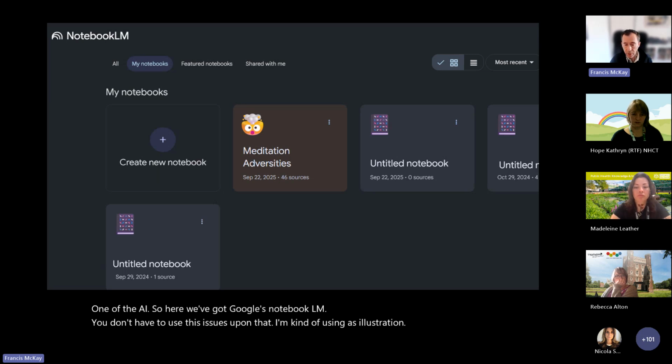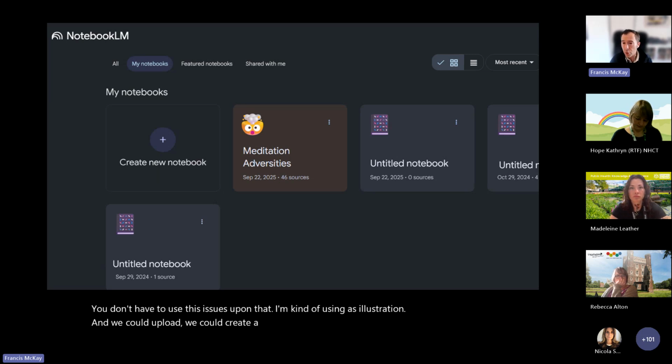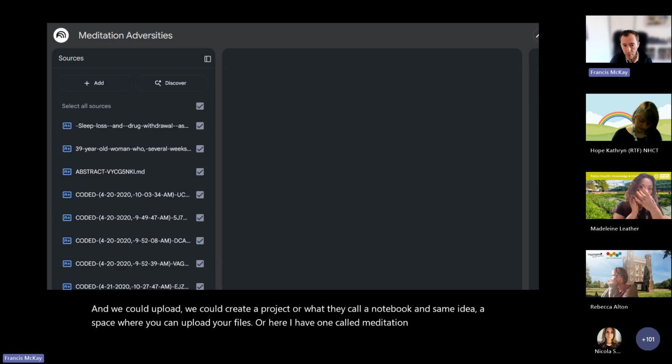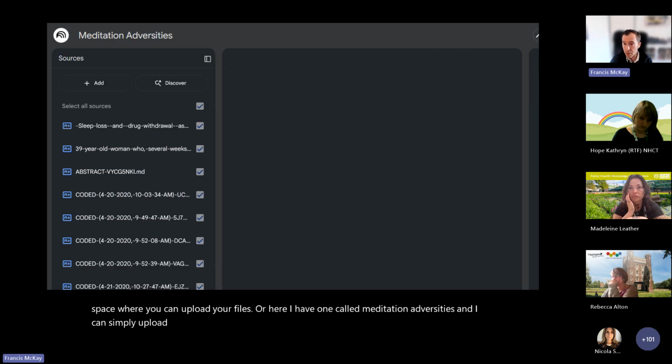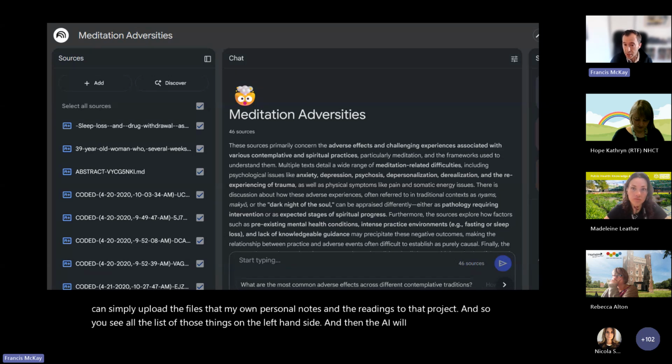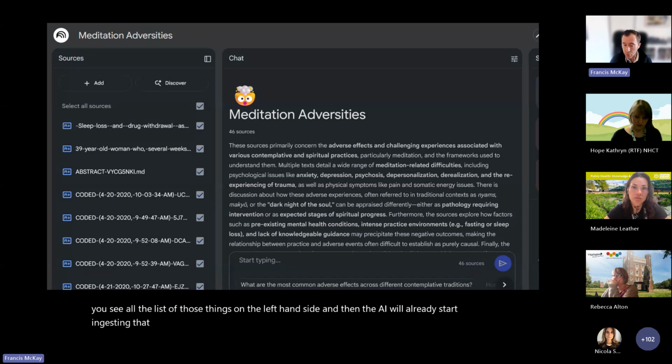And we could create a project, or what they call a notebook, same idea, a space where you can upload your files. So here I have one called meditation adversities, and I can simply upload my own personal notes on the readings to that project. And so you see the list of those files on the left-hand side, and then the AI will already start ingesting that information and try to provide you some summary information about it. So here it's already done that.